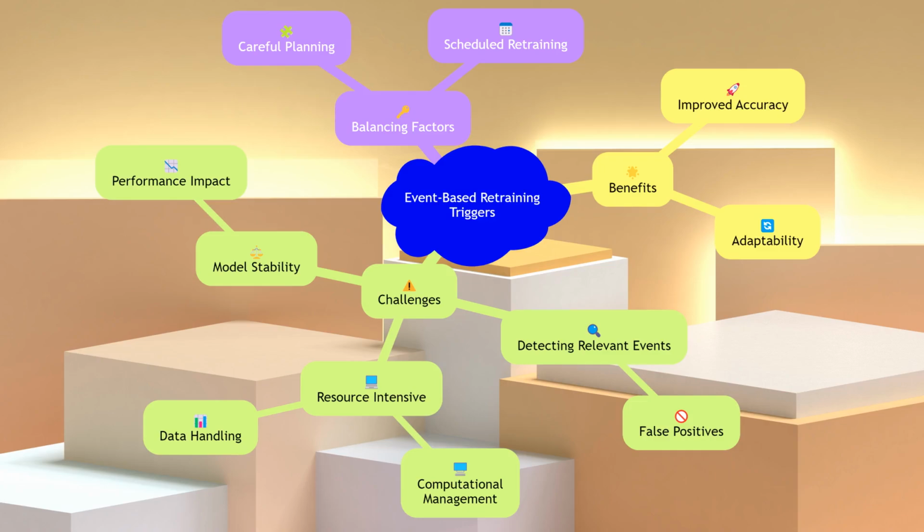While event-based retraining triggers offer numerous benefits, they also come with challenges. One of the main challenges is accurately detecting relevant events without generating false positives. Additionally, the retraining process itself can be resource intensive, requiring careful management of computational resources and data. Organizations must also consider the potential impact of frequent retraining on model stability and performance. Balancing these factors is crucial for the successful implementation of event-based retraining triggers.